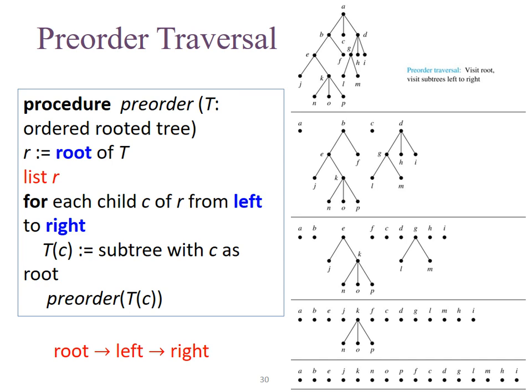Okay, so in this case, let's see this sequence again. How we visit this tree by pre-order traversal. The first one is A, and then B, and then E, and K, and N, O, P, and then F, C, P, T, L, N, H, I. Follow the order root, left, right subtrees.